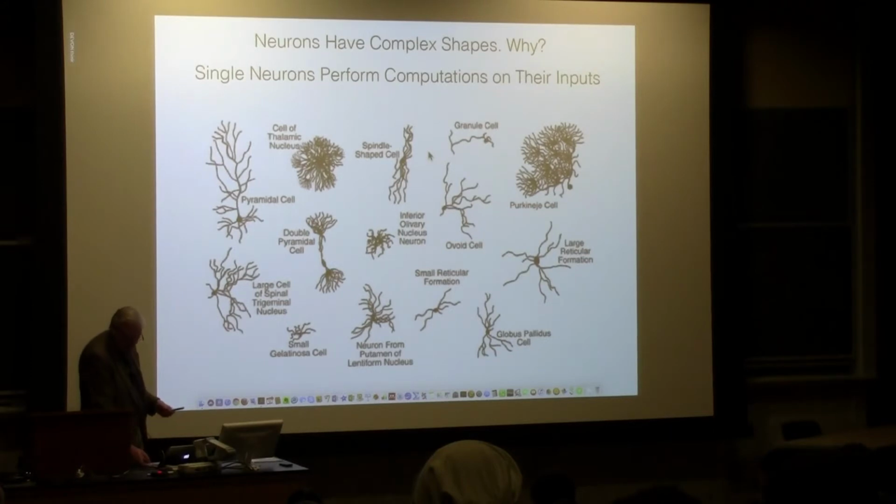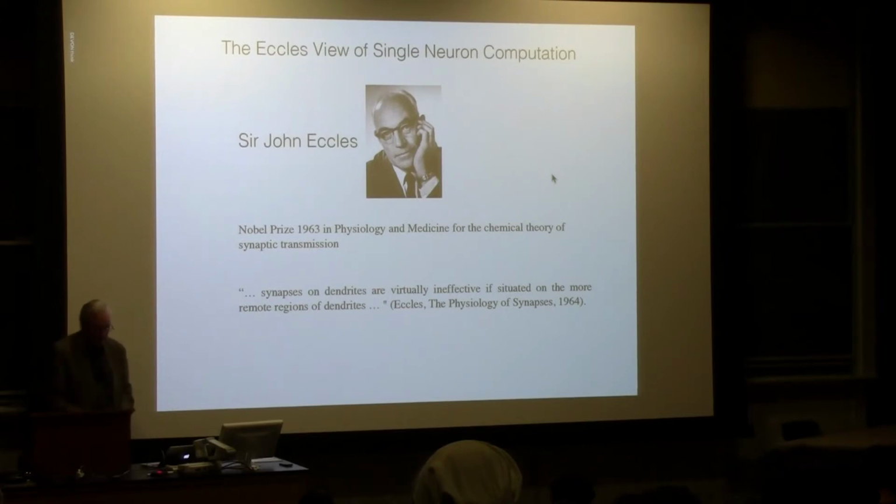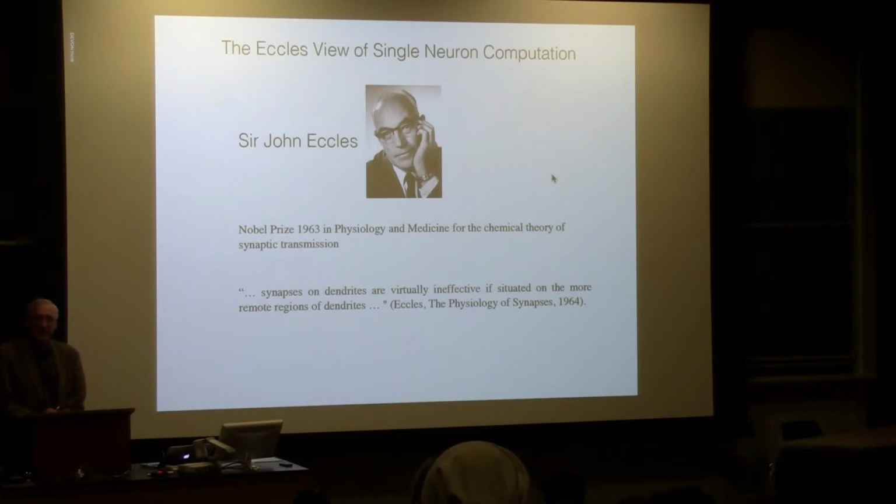So this, of course, has been studied for a very long time. And I always like to begin this saga with a story about the sociology of science. And it involves two scientists, and the first one is Sir John Eccles, a very famous British neuroscientist. He won a Nobel Prize for his chemical theory of synaptic transmission. And so he was a very well-known neuroscientist.